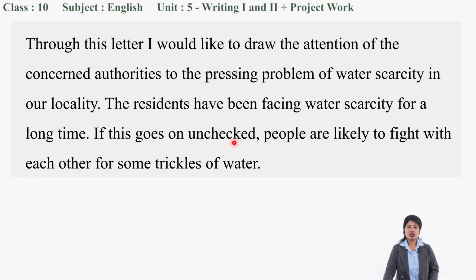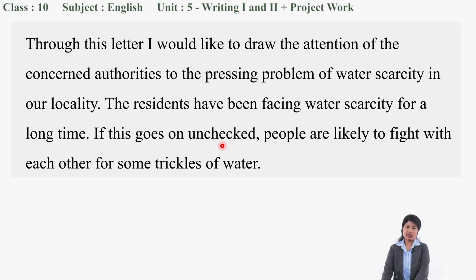If it goes on unchecked, people are likely to fight with each other for some trickles of water. People will start to fight for the water. So in this first paragraph, what is to write? You would like to draw the attention of authoritative people, and then you mention the problem. What is the main problem and what consequence it might bring. So, addressing that to the editor.